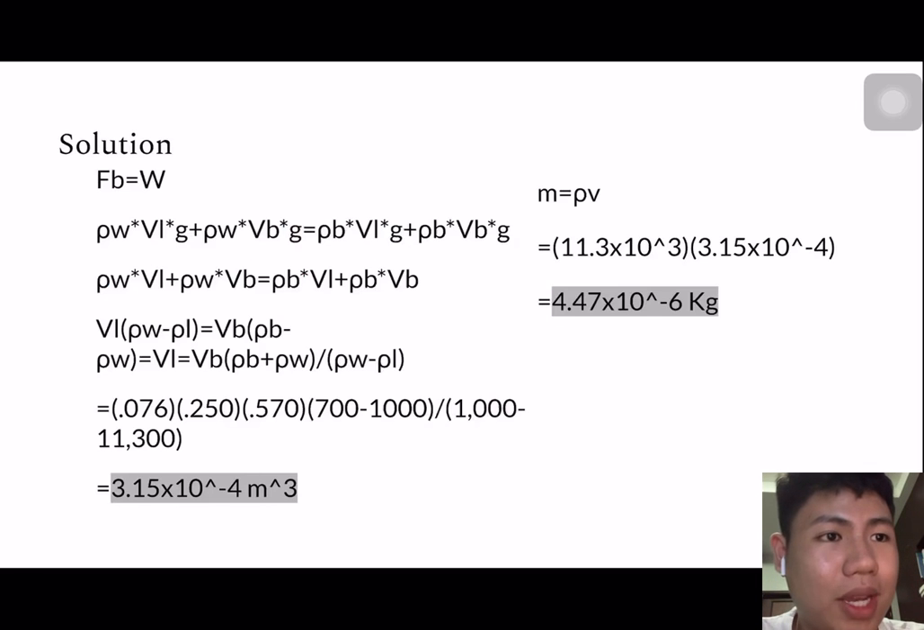Then we look for our mass. So we know that our mass is density times volume. So you get 11.3 times 10 to the third power times 3.15 times 10 to the negative fourth power, and you will get a mass of 4.47 times 10 to the negative 6 kilograms. So it makes sense because lead is pretty heavy. It's very dense. Wood is not as dense. So you don't need that big of an amount of lead to sink that amount of wood, considering it wasn't very big to begin with.